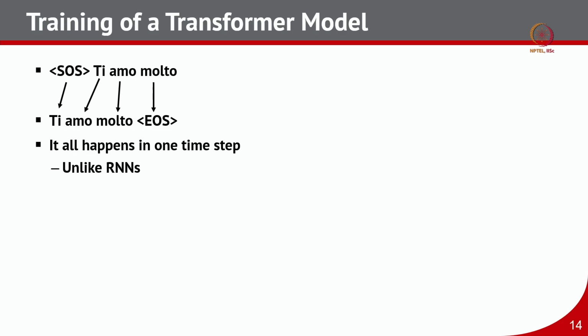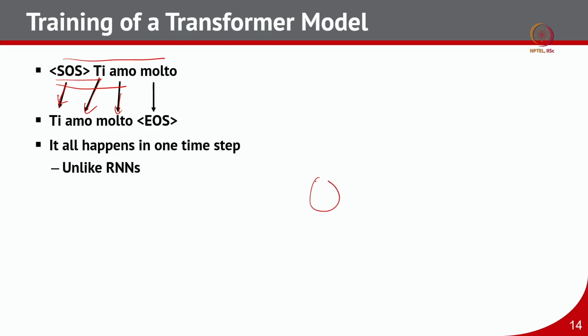Now the beauty of this is, remember we had this SOS TMO mol to, and the output corresponding to SOS is T, output corresponding to SOS T is AMO, output corresponding to SOS T AMO is mol to, and so on and so forth, right? Here during the training we are providing the entire input as well as the entire output at once, and the training process is happening, all the weights are updated, right? It all happens in one time step, unlike RNNs.